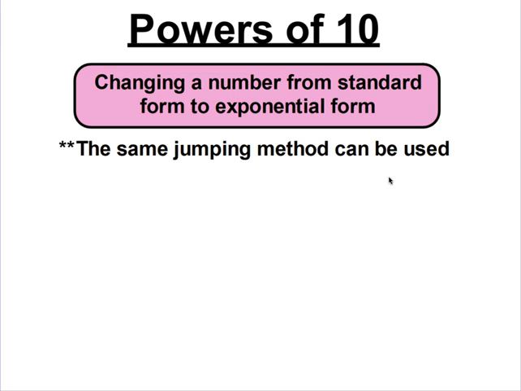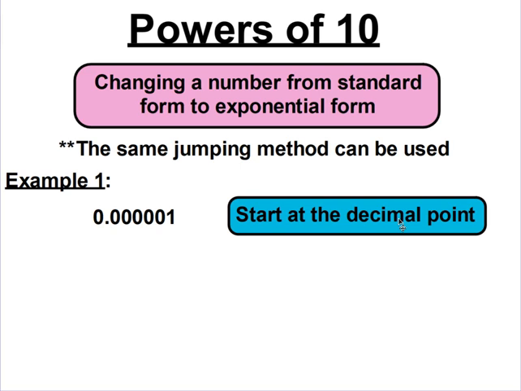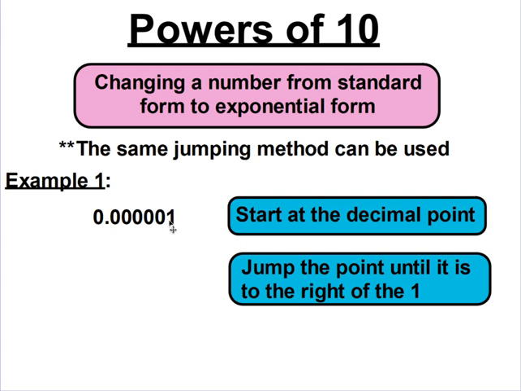So now we're going to go backwards. We're going to start with standard form and make it into a power of 10 in exponential form. And so we're basically going to do our jumps, doing our steps in reverse. So here's my problem. What I'm going to do first is start at the decimal point, and I'm going to jump until I jump over the 1 and put my point to the right of the 1. So kind of like where we started with the other method. We're doing it all backwards, basically.